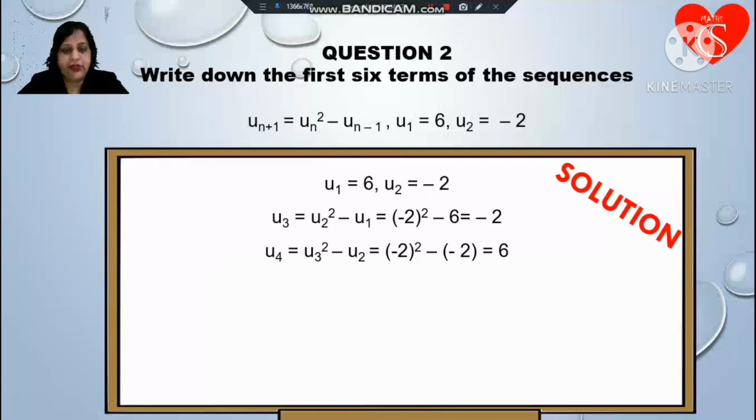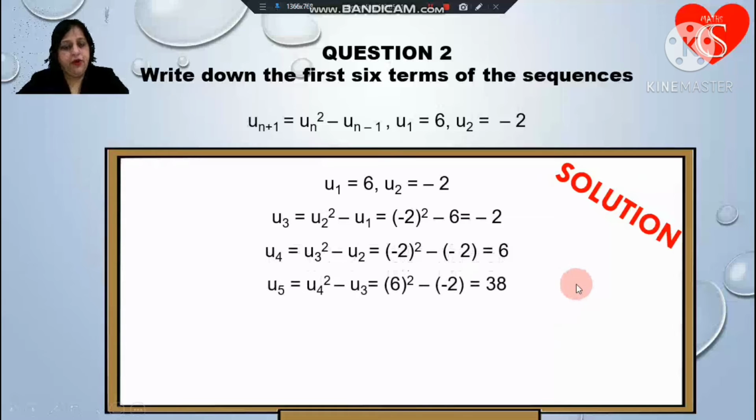The next one, the fourth term. For the fourth term we obtain n plus 1 equals 4, so your n has to be 3. So we are using n as 3 here for the fourth term. So it will be the third term squared minus the second term, since 3 minus 1 is 2. Put in the value of the third term squared minus the value of the second term to obtain the value of your fourth term as 6.